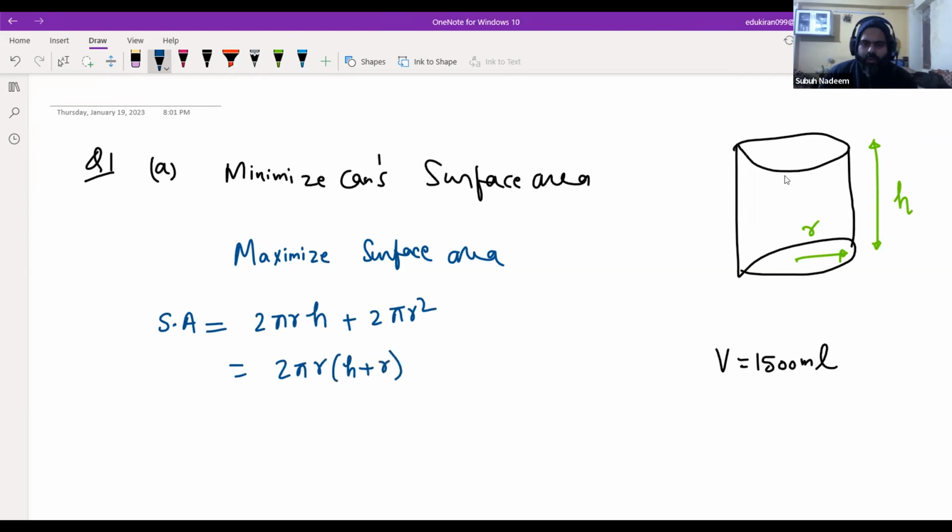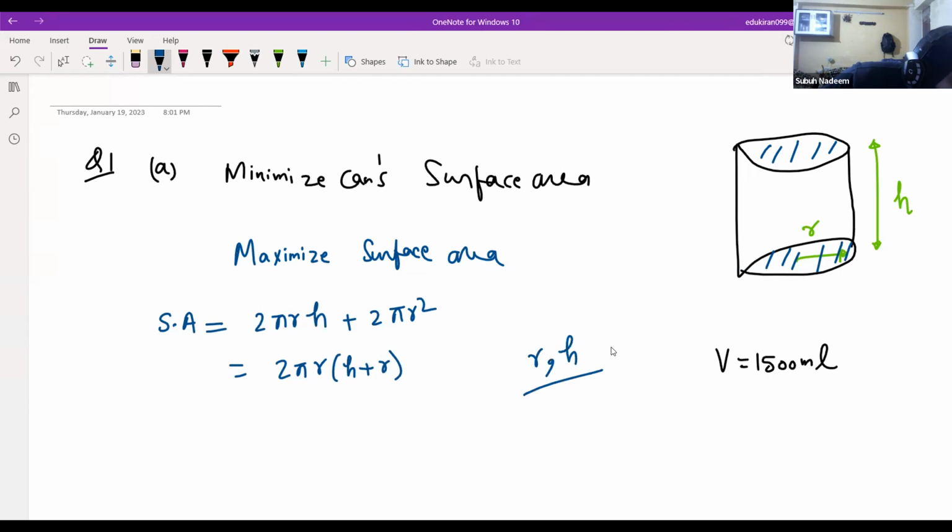Okay, top is pi R square. Bottom is also pi R square. And the curved area is 2 pi RH. So this is the surface area formula, which is to be maximized. Now let us come to the fourth step. Write any equations relating the independent variables in the formula. So what are the independent variables in the formula? R and H.